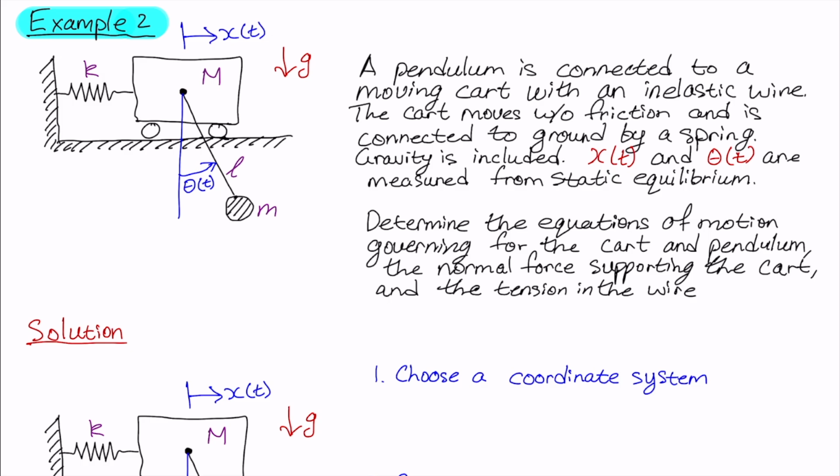In this example, we are given that a pendulum is connected to a moving cart with an inelastic wire. The cart moves without friction and is connected to the ground by a spring. Gravity is included, and it says here that x of t and theta of t are measured from static equilibrium, meaning that we don't need to worry about any unstretched lengths of the spring. And we are asked to determine the equations of motion governing the cart and the pendulum, the normal force supporting the cart, and the tension in the wire.